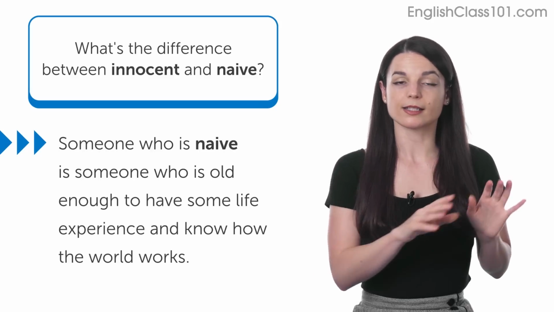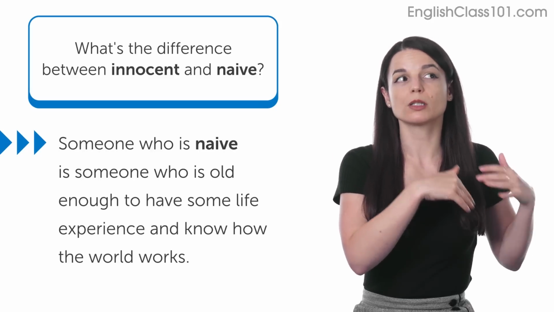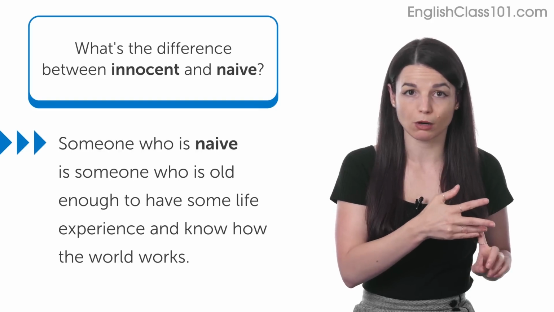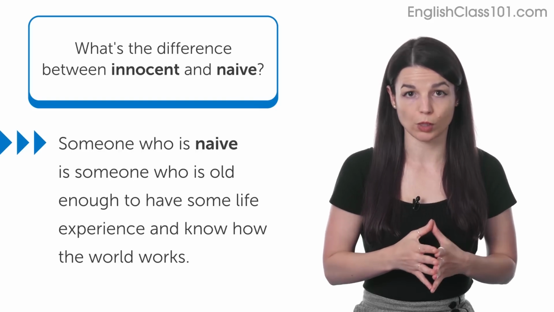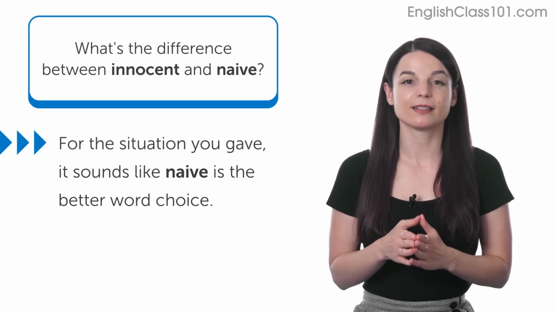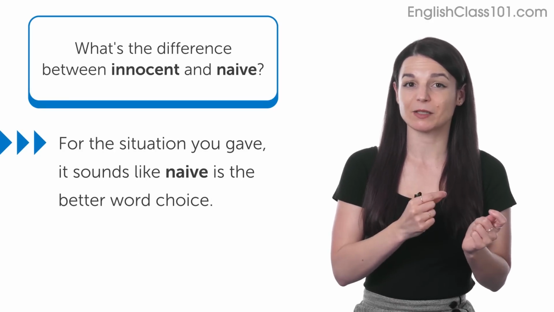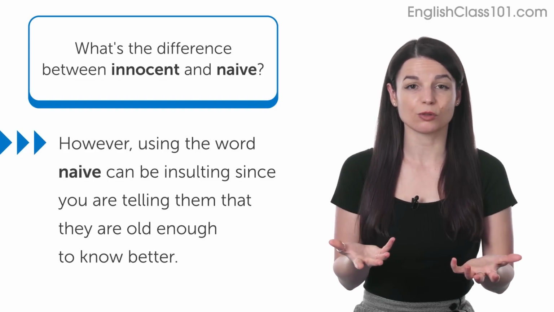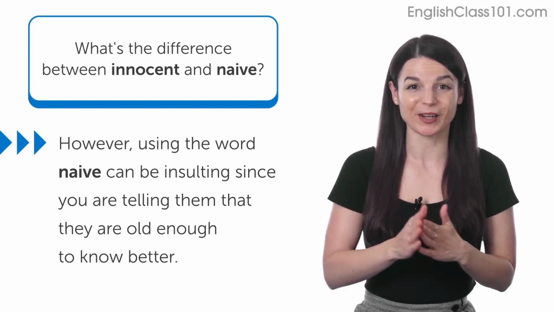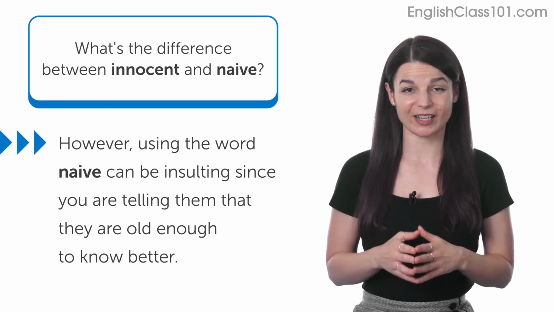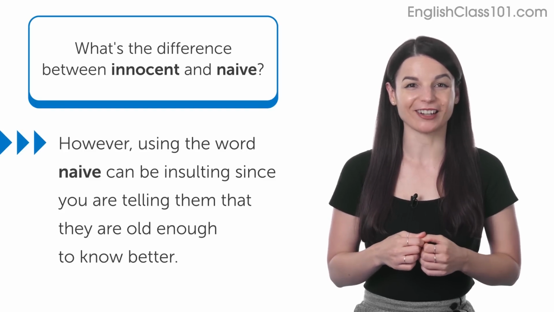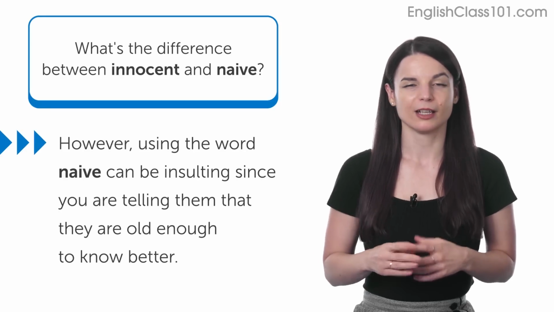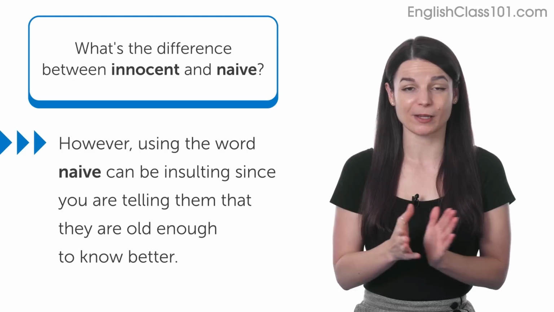But on the other hand, someone who is naive is someone who is probably old enough to have some life experience, to know some things about the world, and to understand the ways that the world works. So if I were you, if I were in this situation, it sounds like naive is maybe the better vocabulary choice. However, using the word naive to describe somebody, especially to them directly, can sound really insulting because you're saying you're old enough to know better, right? You're saying that your life experience should have taught you this by now. Why don't you know this? So it can sound kind of insulting to call someone naive.